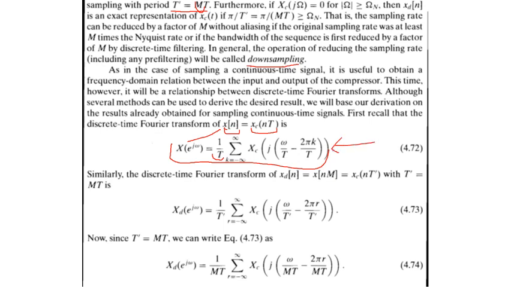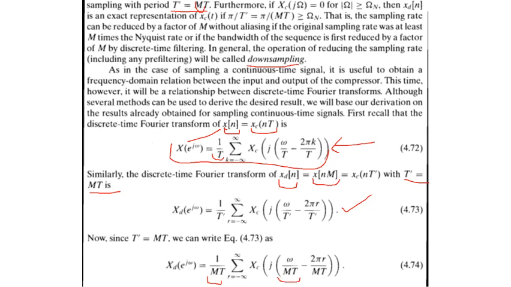Okay, so now we have to change this Fourier transform, because we want to decimate the signal in the time domain. So x_d[n] is equal to x[nM], where x[nM] is equal to x(nT). It means that now T' is equal to MT. So wherever you have T, you can replace it with T', and finally you can put in the value of T', that is MT.